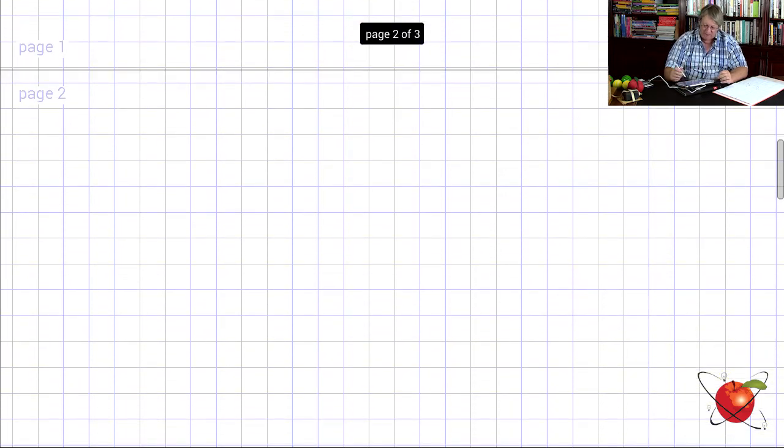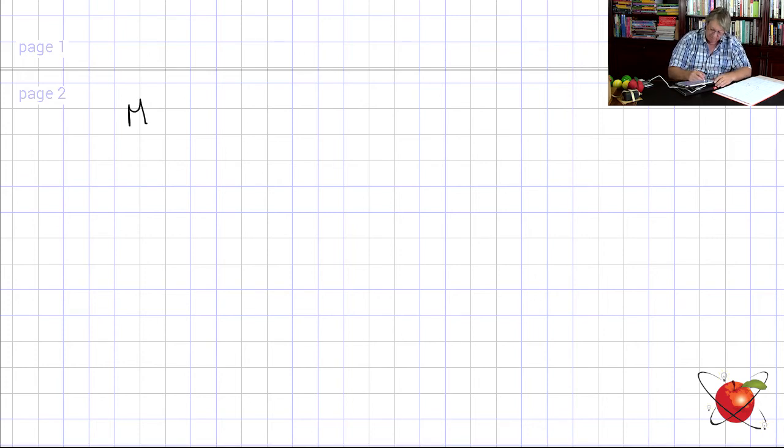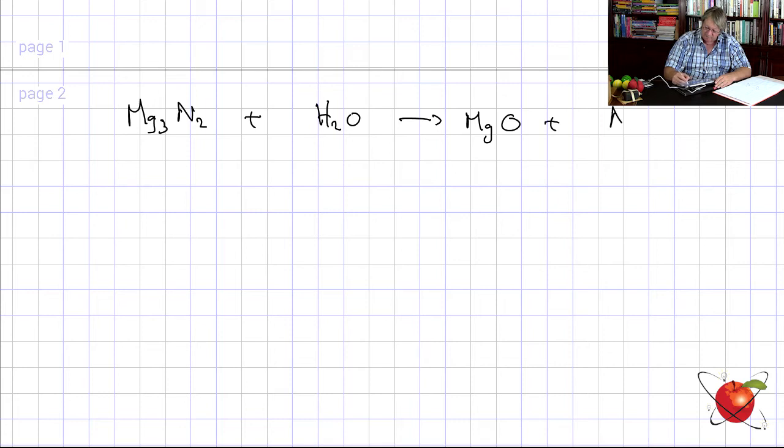Let's do another one. Write it in black. Here we've got Mg3N2 plus H2O. This is magnesium nitride. And it forms MgO plus NH3. There's ammonia coming off. No, we don't use this to make ammonia gas. We use nitrogen and hydrogen. It's part of the Haber process. We'll deal with that later on when we get to the Haber process. Okay, so that's what they've told us.